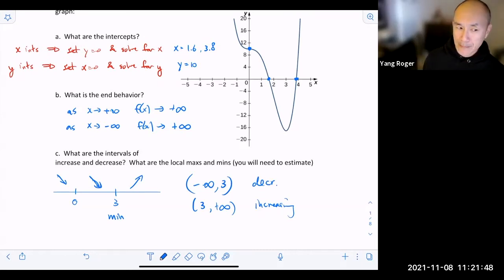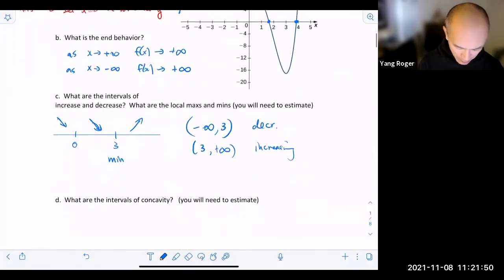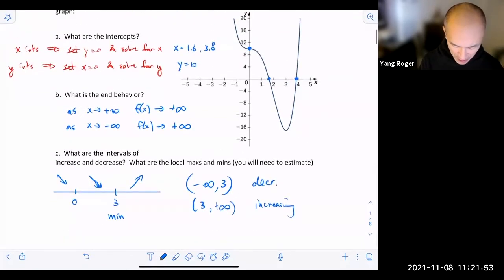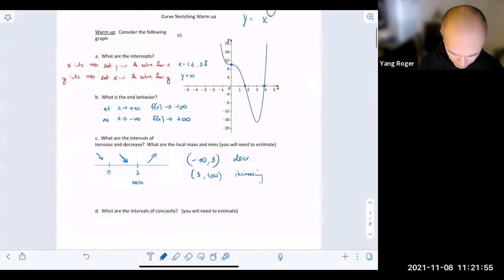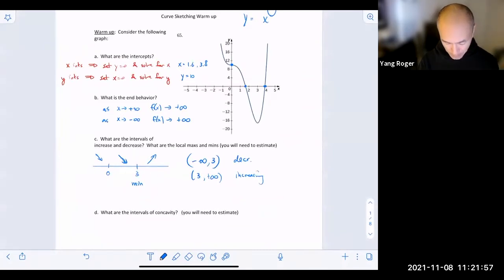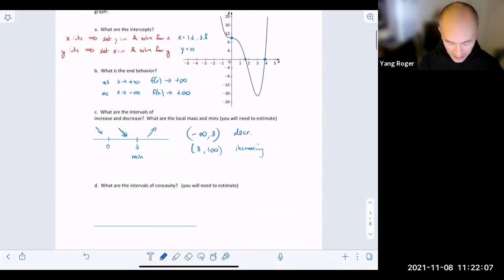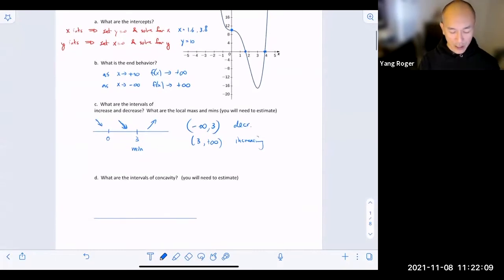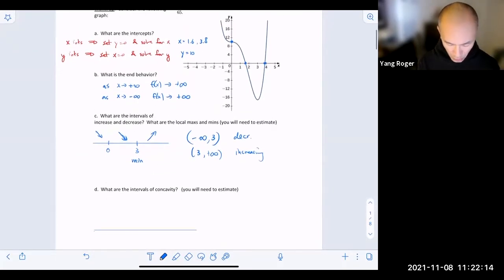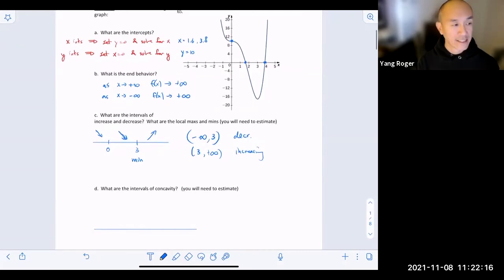Okay. Then the final thing we want to do is find intervals of concavity. I feel like this is a little bit harder as far as looking at the picture goes. We're going to need to estimate. I want to label all the points where I think the concavity changes. So we're really estimating here, okay?